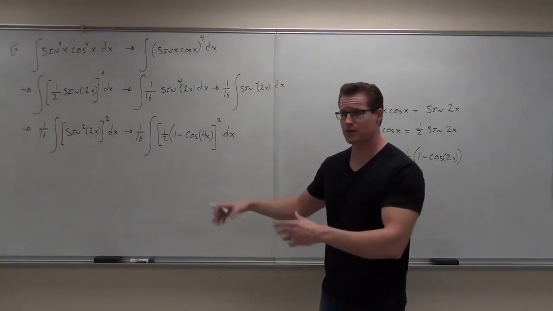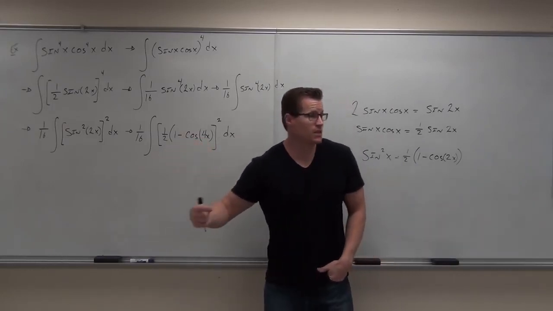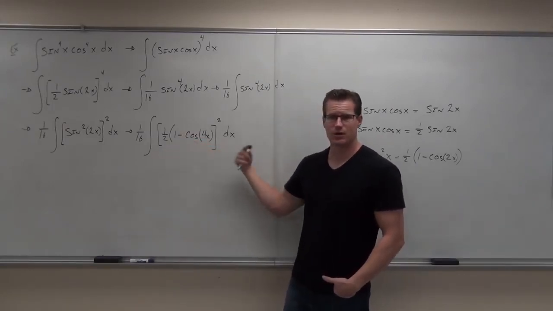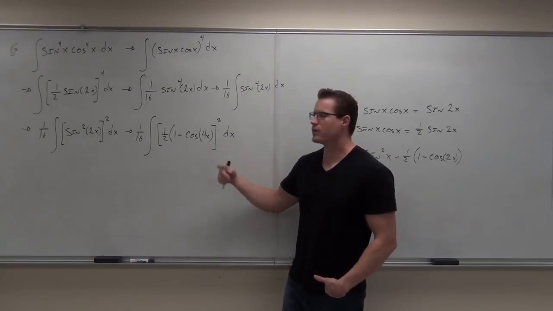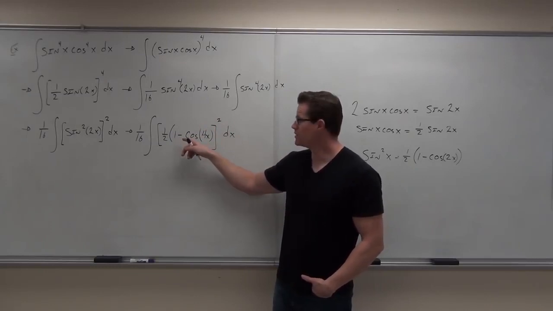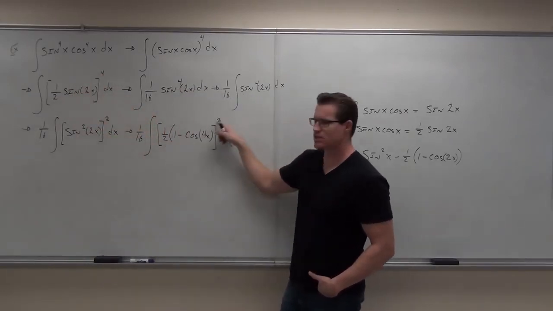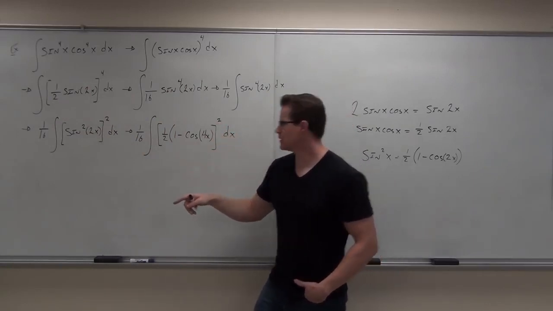Goodness gracious. Well, if we're doing it this way, we can't do a substitution. Right. Because if we substitute for cosine, is there a sine anywhere to be had? We can't do it. The only thing we can do here is distribute all this junk. So what I'm going to do is the same thing I did here. I took 1/2 to the fourth. We're going to take 1/2 to the second. How much is that going to be? 1/4.